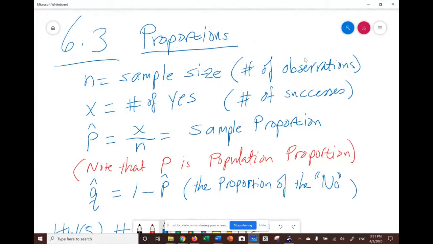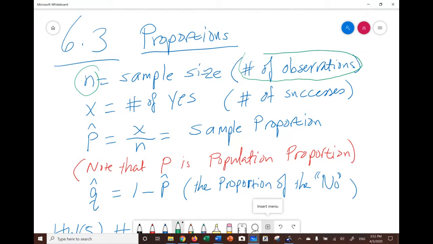We're going to be talking about proportions from 19 up, and I want you to remember that when we talk about a proportion, n will be called sample size. So keep that in mind. The sample size is n, but when we talk about proportions, we have a different name for n. We call it number of observations. In other words, it's the number of individuals or items surveyed. X will be the number of yeses or the number of successes.